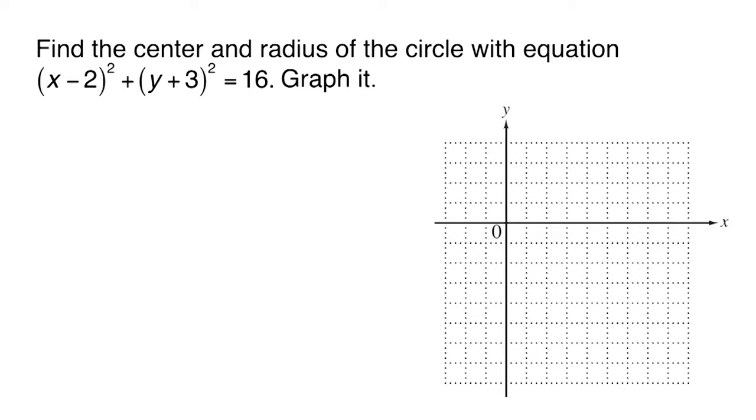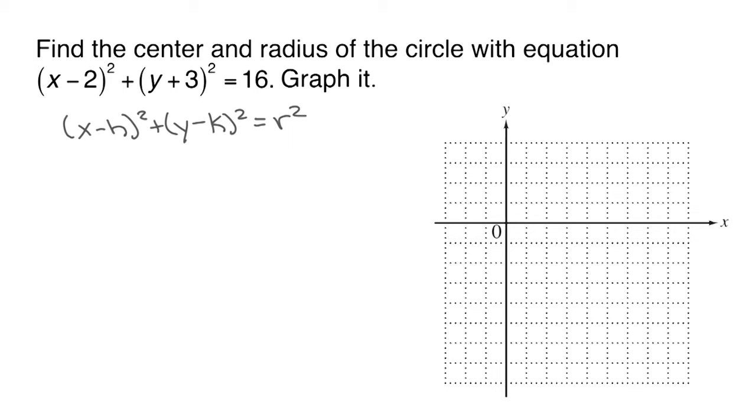Find the center and radius of the circle with equation (x − 2)² + (y + 3)² = 16 and graph it. Recall that the general equation for a circle is (x − h)² + (y − k)² = r², where the center is the point (h, k) and the radius is r.